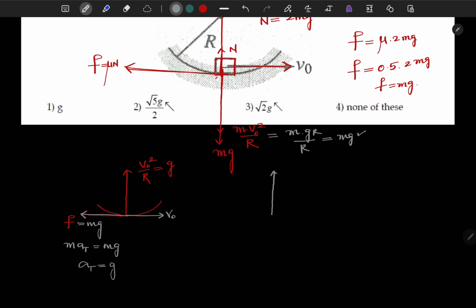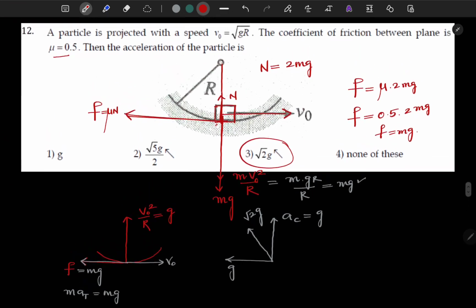Now you have two accelerations. One is centripetal acceleration for any particle moving in a circle, v square by r, which is g, and the other is tangential acceleration, which is again g. And the resultant of these two is root over g square plus g square, which is root 2 g. And this is the answer, option number 3 for question number 12.